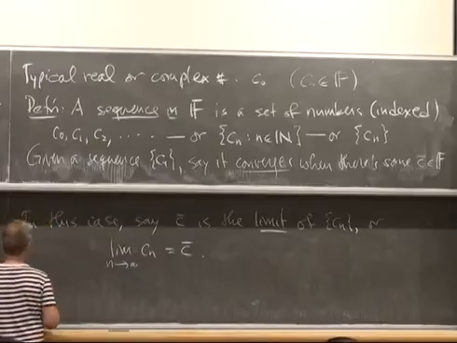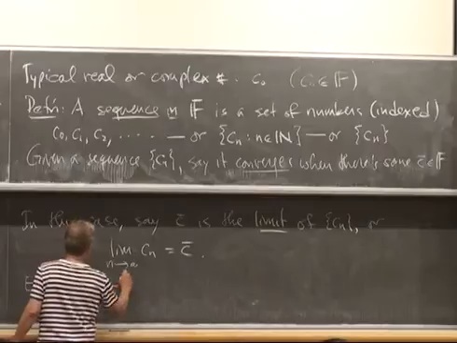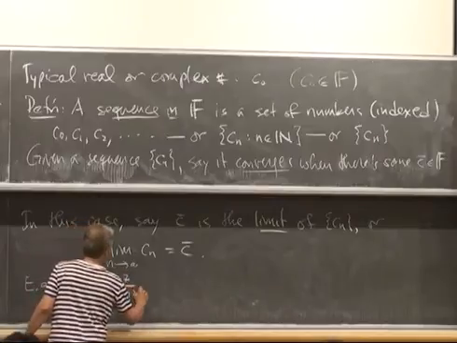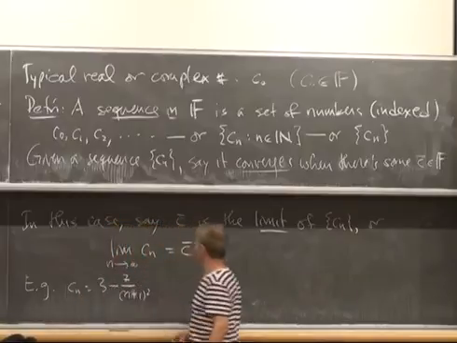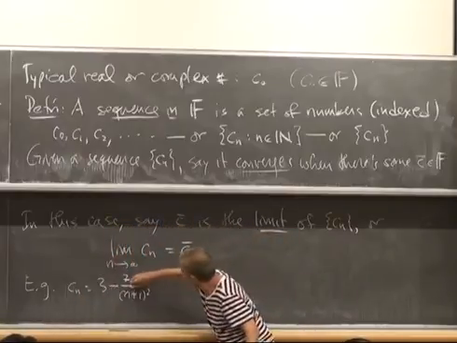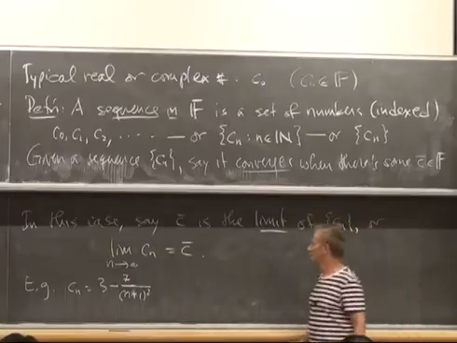So here's some examples. How about Cn equals 3 minus 7 over n squared, n plus 1 squared. Does that converge to anything as n goes to infinity? 3.